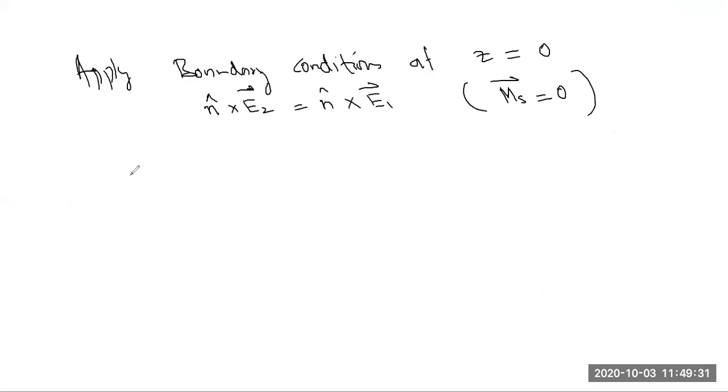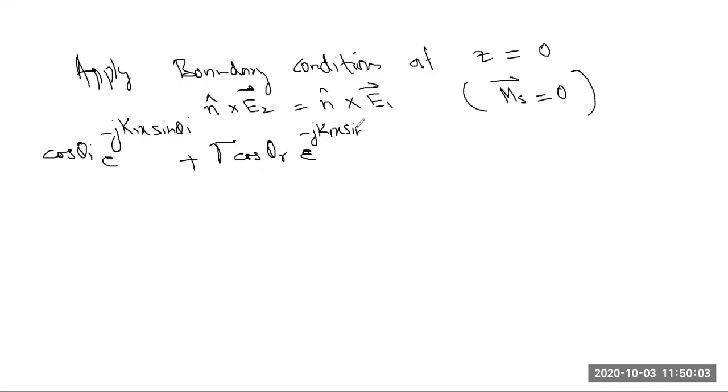So let me write it down, and then you can compare your answer as well. From the first boundary condition, we will get cos theta i e power minus jk1 x sin theta plus gamma cos theta r e power minus jk1 x sin theta equal to T cos theta t e power minus jk2 x sin theta t.